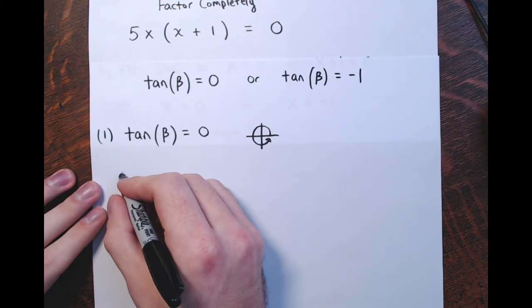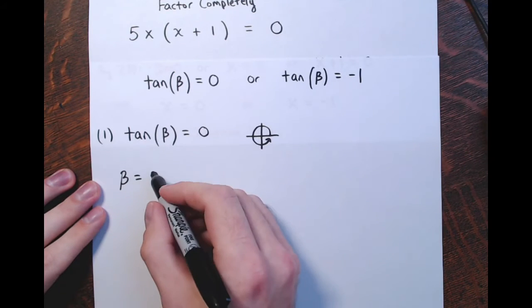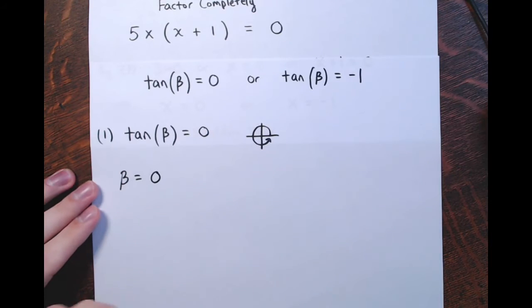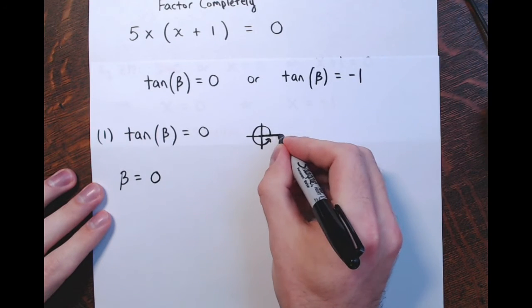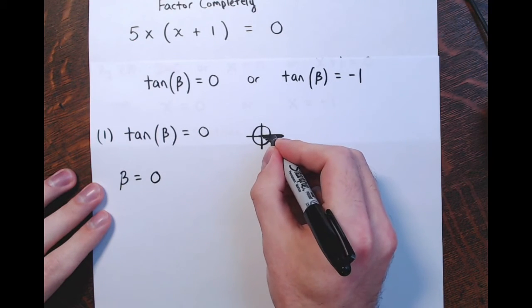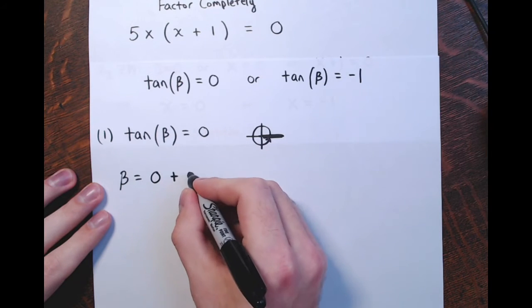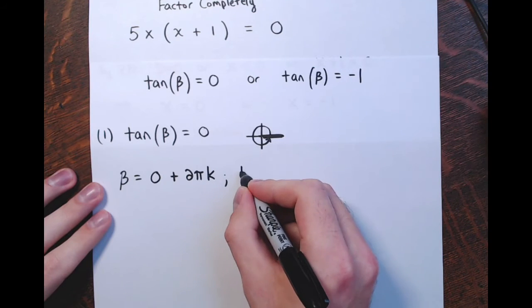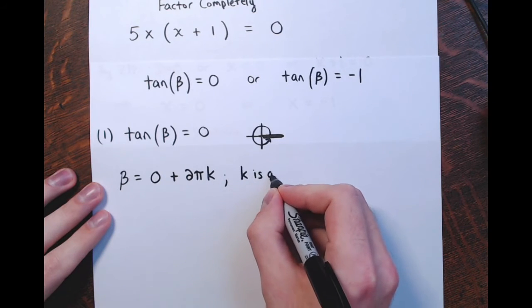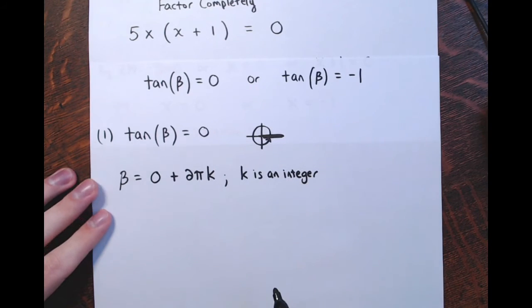Well, beta is the angle. 0 had a tangent of 0; the tangent of 0 radians was 0. And if I add or subtract any multiple of 2 pi, say 2 pi times k, where k is some integer, I'd get another angle that has a tangent of 0.